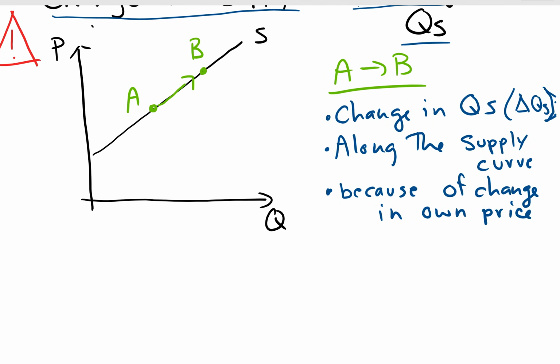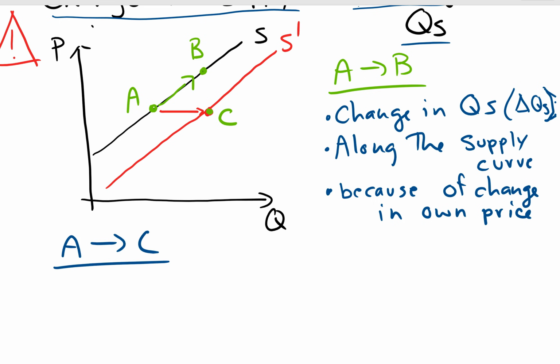The other kind of change we could see, and for this we'll draw a new line, is a change from this point A to some point over here, maybe C. And so this movement from A to C is different. Now you can see it's obviously different. The key point is remember what they're called.